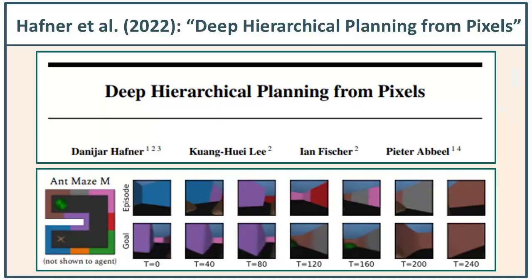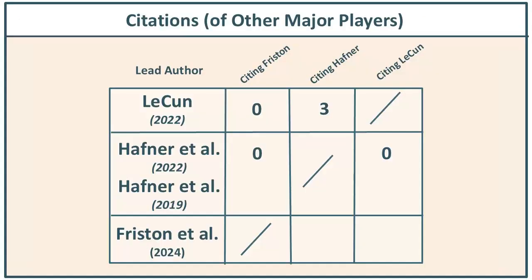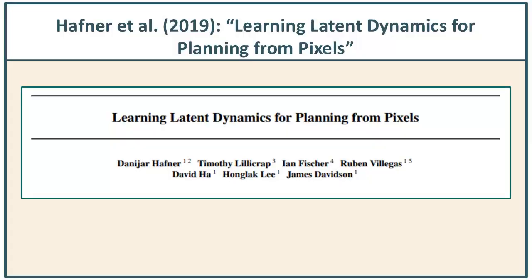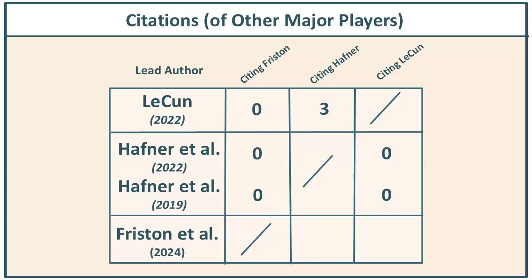Okay, I'm pulling 2 Hafner papers. 2022, Deep Hierarchical Planning from Pixels: 0 citations of Friston, 0 citations of LeCun. Let's go back in time. 2019, Learning Latent Dynamics for Planning from Pixels. Now look, this is important stuff. We want to learn latent representations. If we're going to do planning, we absolutely need latent representations, because it's not just going to happen with pixel-based representations. Learning latent representations is important no matter what approach we're using. 0 citations of Friston, again 0 on LeCun.